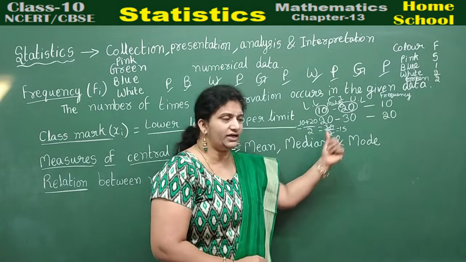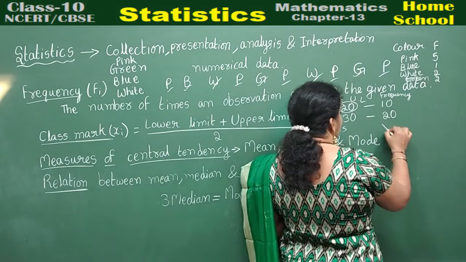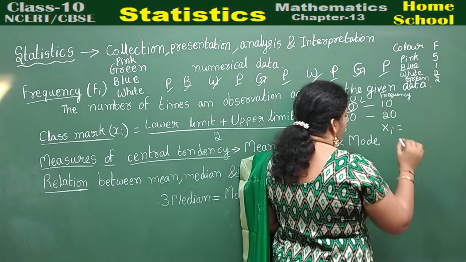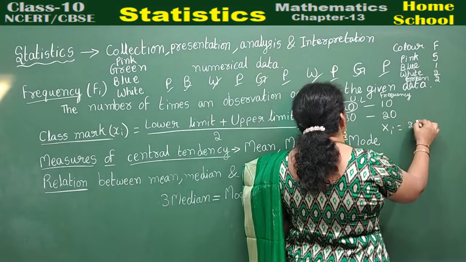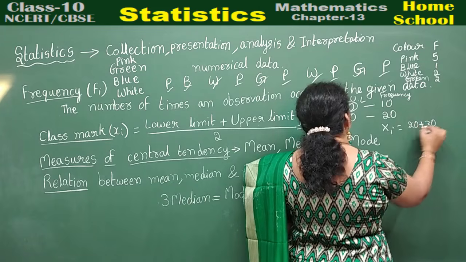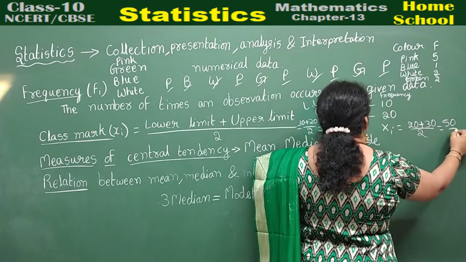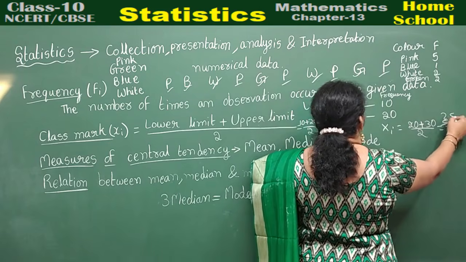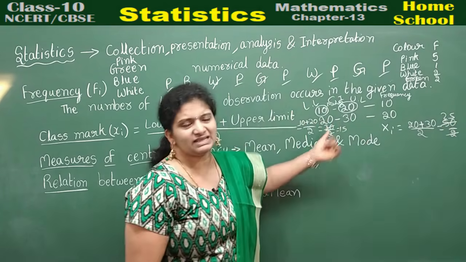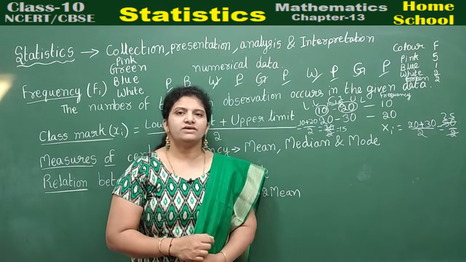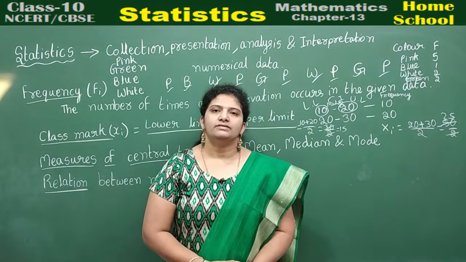Upper limit is 30. Class mark, I can say it as xi also, I can represent. Xi is equal to 20 plus 30 by 2. 20 plus 30 will be 50. 50 by 2, 25 is the class mark for this class interval. This is the way we find class mark.